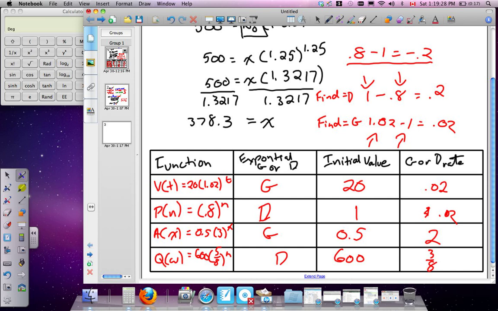I get it now. Yeah, you get it? Okay, so what about the third one? Your initial value is 0.3. What would your growth rate be?